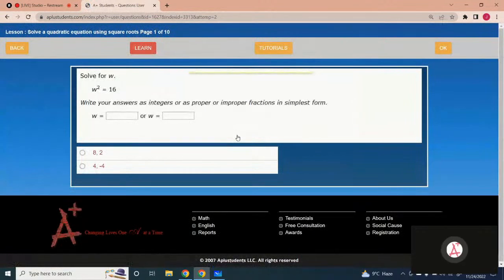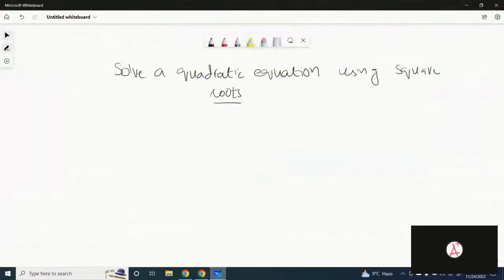Let's start with the first one. That is solve for w. W square equals 16. Okay, you have w square equals 16. Basically, you have to find the value of w. Got it? You have to take the square root both sides. It would be then square root of w square and square root of 16. So that means the square and square root got cancelled and w is plus minus 4. Got it? So you have two values of w.